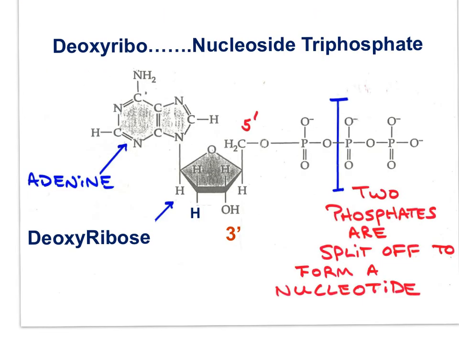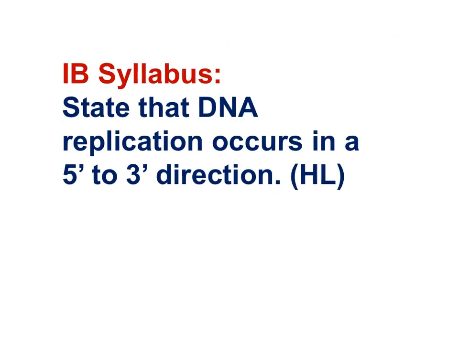In this image of a deoxyribonucleoside triphosphate, I've indicated the two phosphates that are cleaved off to form the nucleotide. The energy in the phosphate-phosphate bonds provides the energy necessary to take the nucleotide and add it to a growing DNA polymer. But there's been something lurking beneath the surface that's very important for you to attend to, and that is state that DNA replication occurs in a 5' to 3' direction.